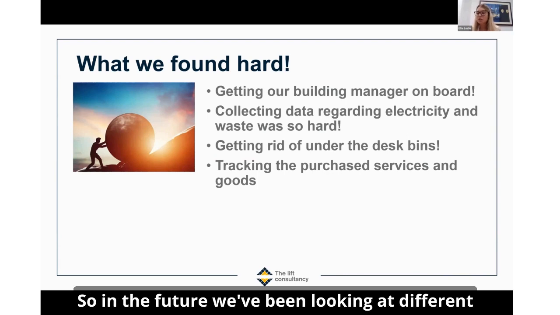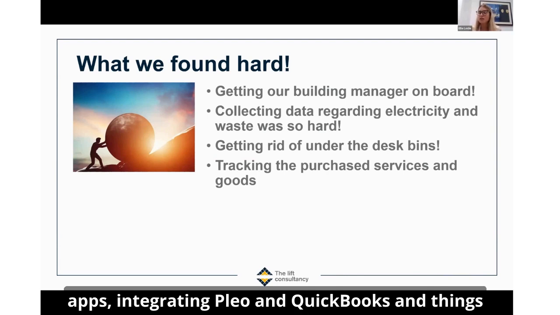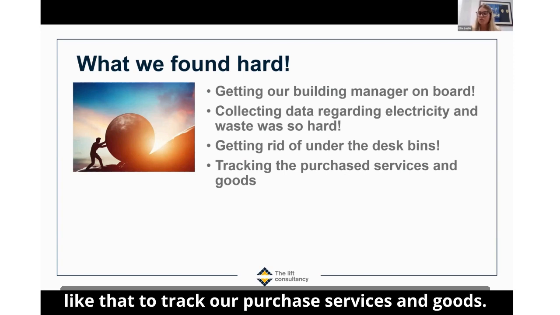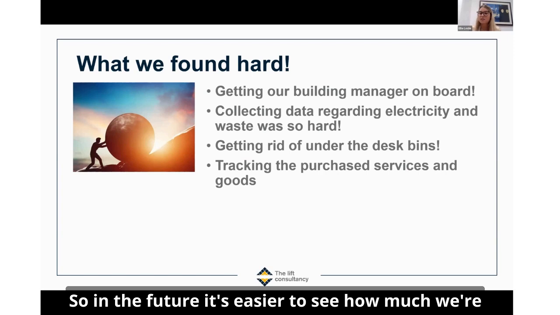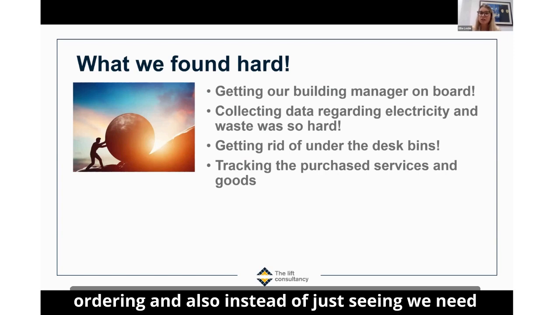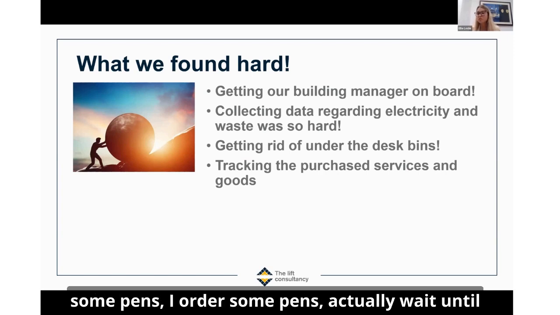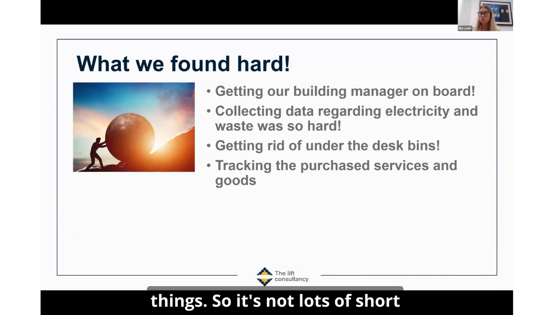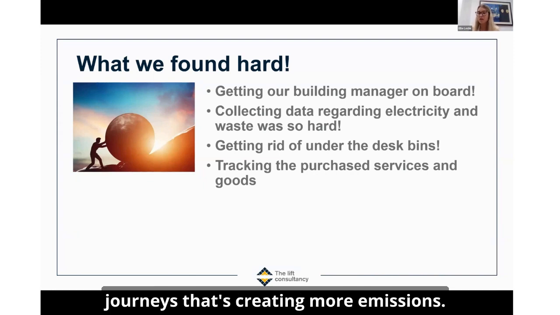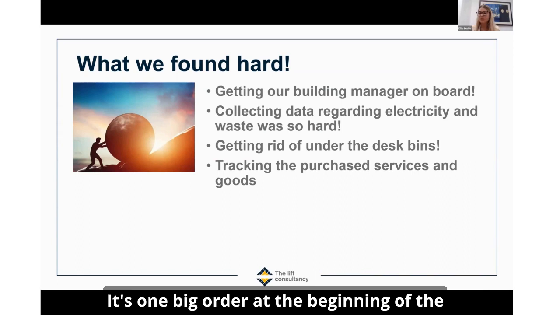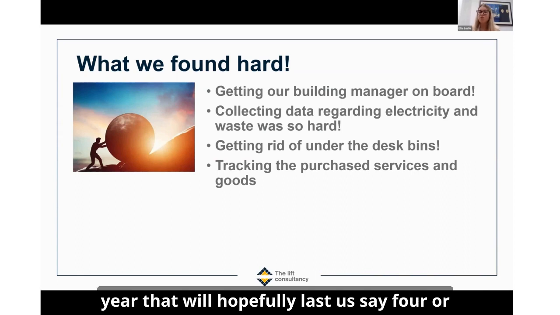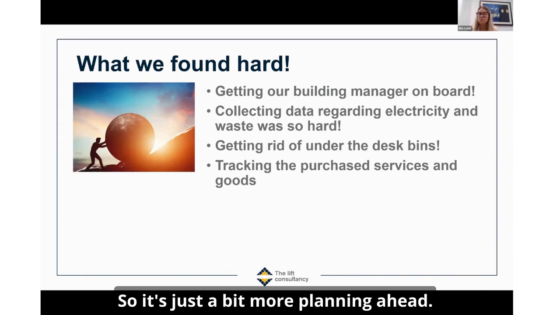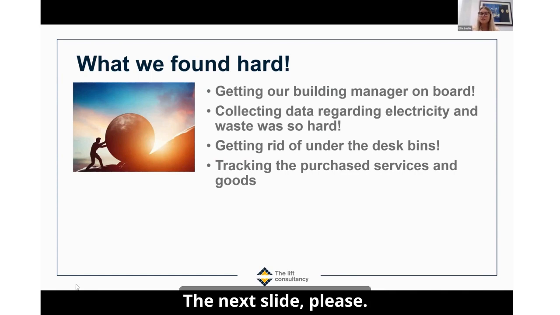So in the future, we've been looking at different apps, integrating Pleo and QuickBooks and things like that to track our purchase services and goods. So in the future, it's easier to see how much we're ordering. And also, instead of just seeing, oh, we need some pens, I'll order some pens, actually wait until we've got a long list of things if we're going to order things. So it's not lots of short journeys creating more emissions. It's, you know, one big order at the beginning of the year that will hopefully last us, say, 4 or 5 months before we need to do it again. So it's just a bit more planning ahead. And the next slide, please.